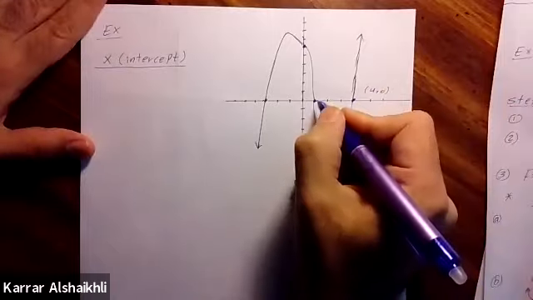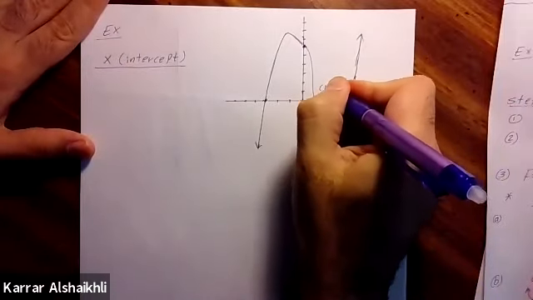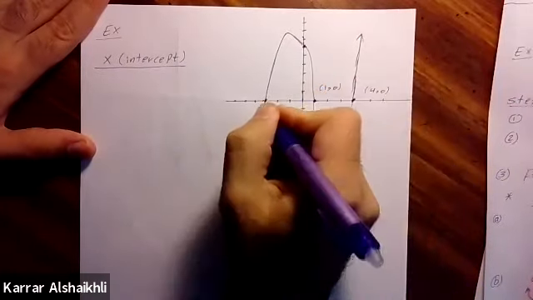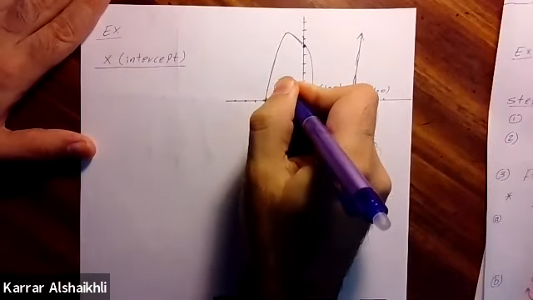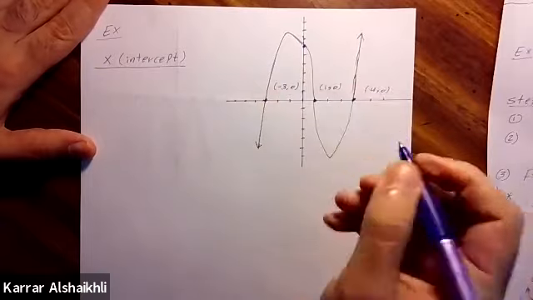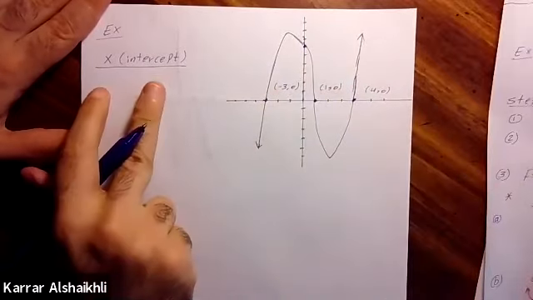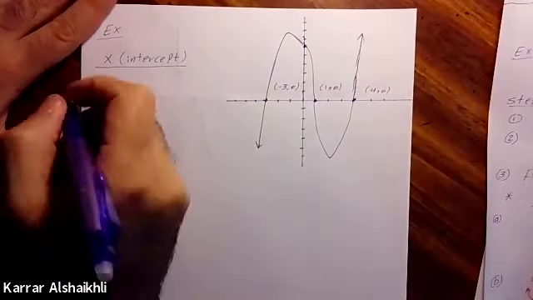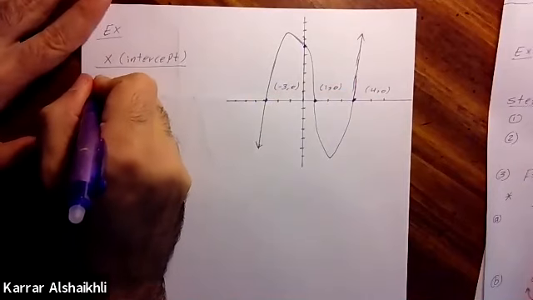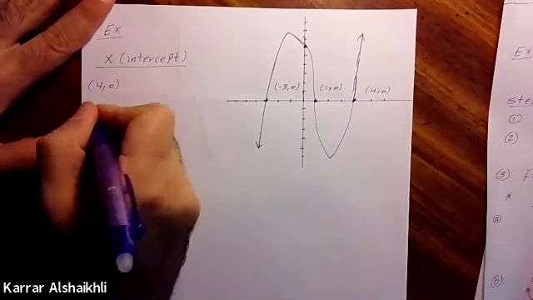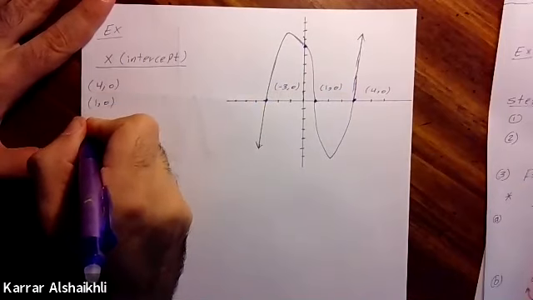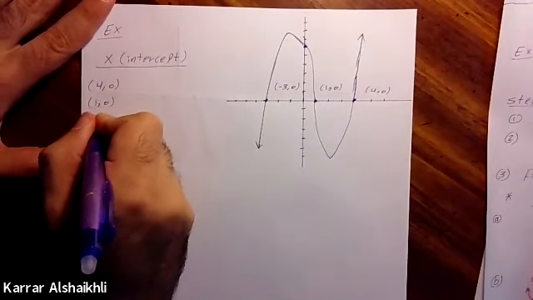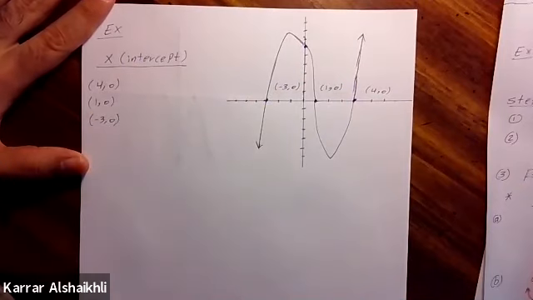And this point is also an x-intercept, which is (1, 0). And this point is an x-intercept, which is (-3, 0). So I have 3 x-intercepts. I'm going to write down these points here. The first point is (4, 0). The second point is (1, 0). The third point is (-3, 0).